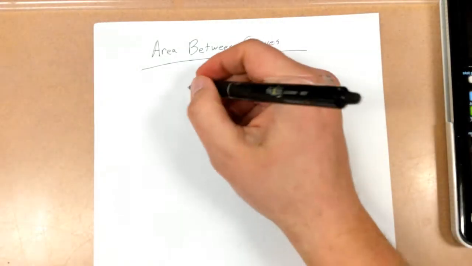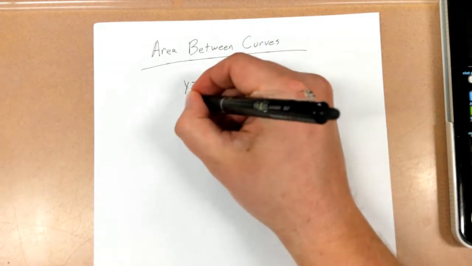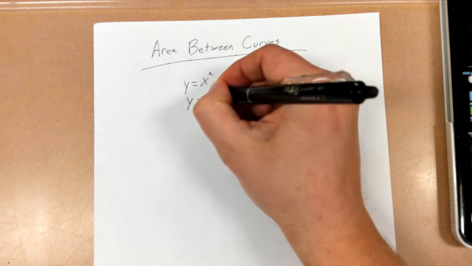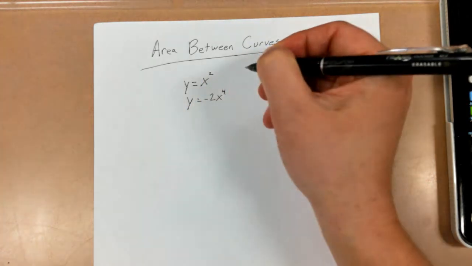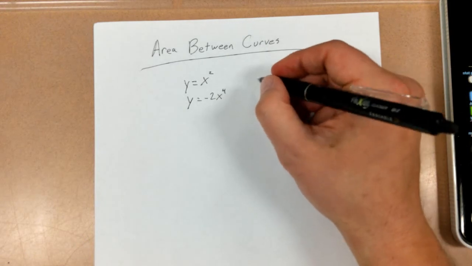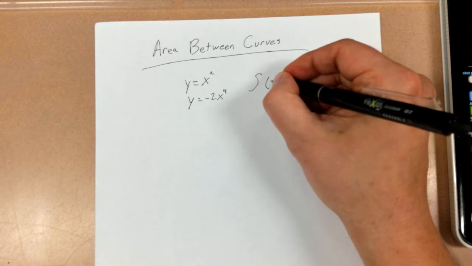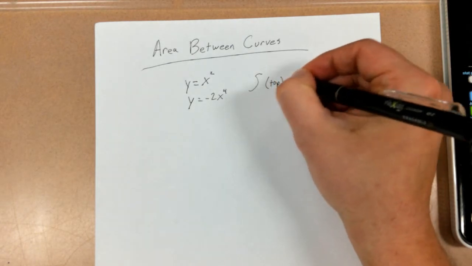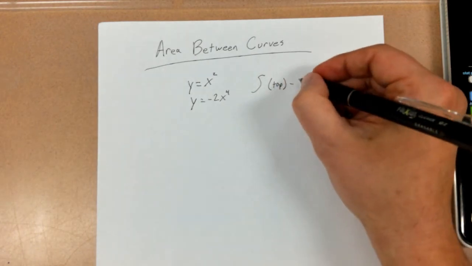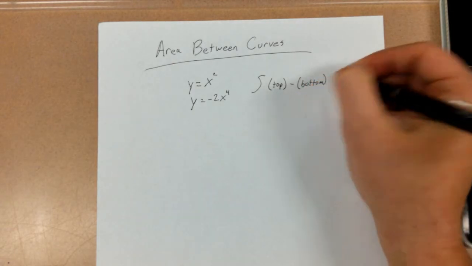So the first example I'm going to do is with the equations y equals x squared and y equals negative 2x to the fourth power. And just a general rule of how to find the area between curves is going to be the integral of your top curve, whatever that happens to be, minus your bottom curve, whatever that happens to be.